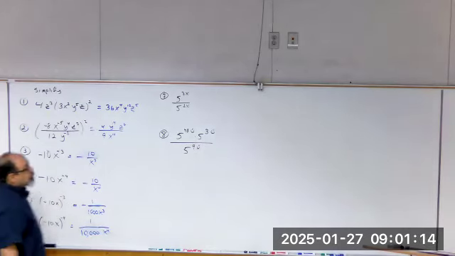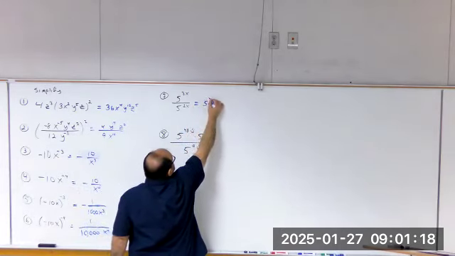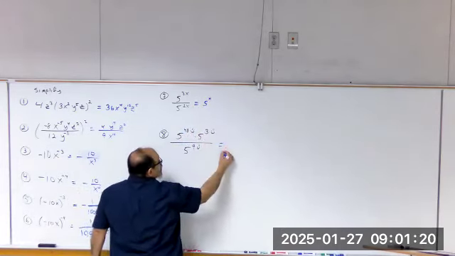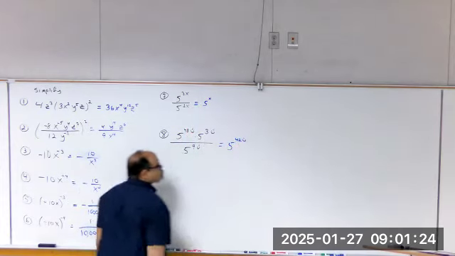So there, that is 5 to the x. And this one equals 5 to the 42.